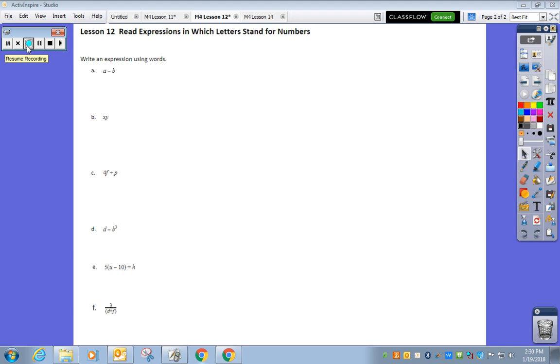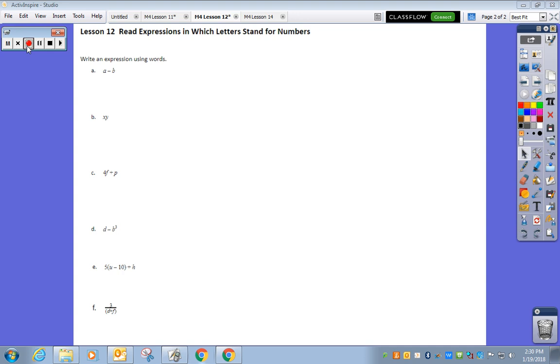Okay, so in today's lesson, lesson 12, we are going to be reading expressions in which letters stand for numbers. So today we're going to basically do the opposite of what we did yesterday. Yesterday we were given words and we needed to write it as an algebraic expression. Today we're going to be given algebraic expressions and write them as words.